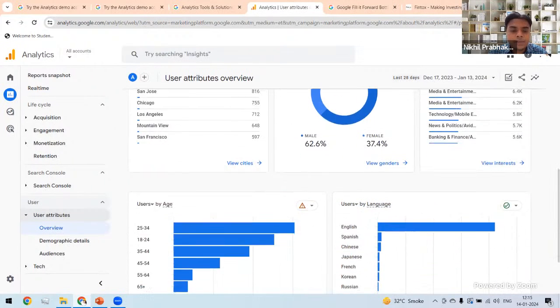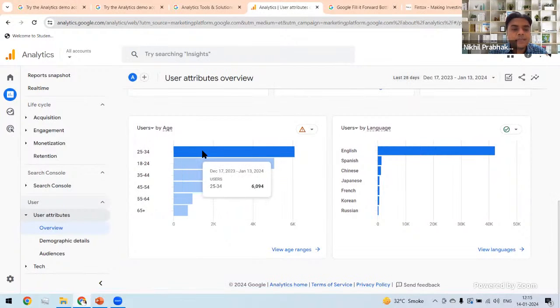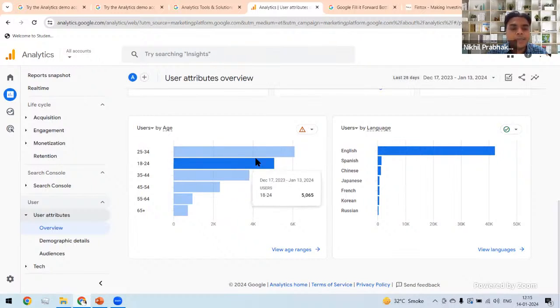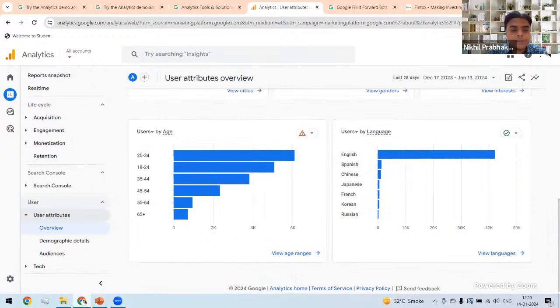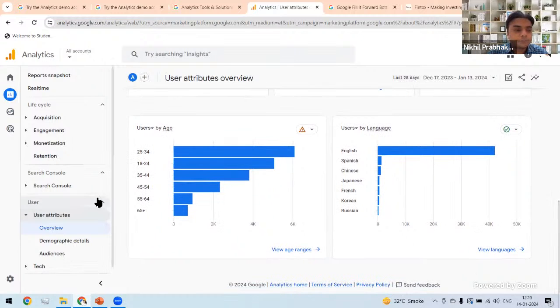Then you also have age wise. So millennials are visiting a lot, 25 to 34 and 18 to 24. So 18 to 34 is the target audience which is visiting mostly. And then people are mostly there with the English language itself, which is fine. So this is user attributes.